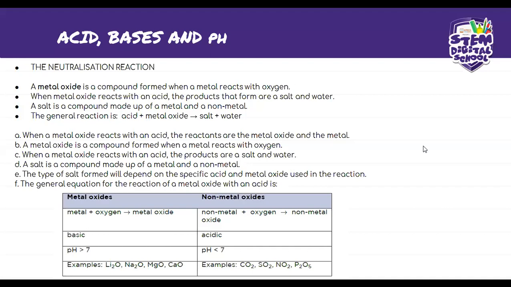Then we have got non-metal oxides. So carbon reacts with oxygen to give us this. Sulfur reacts with oxygen to give us sulfur oxide or sulfur dioxide. And then nitrogen reacts with oxygen to give us nitrogen dioxide. And then phosphorus reacts with oxygen to give us what? Phosphorus pentaoxide.